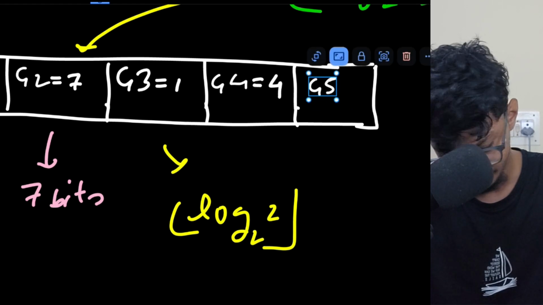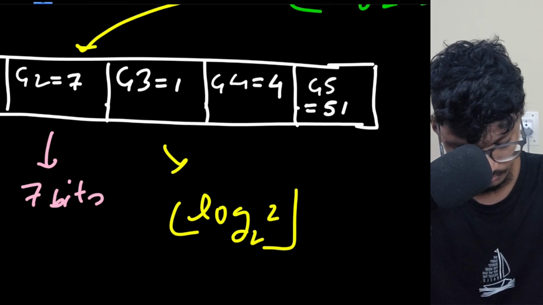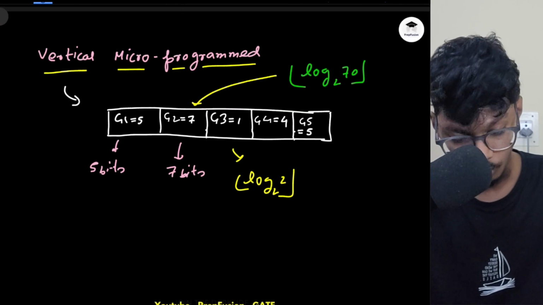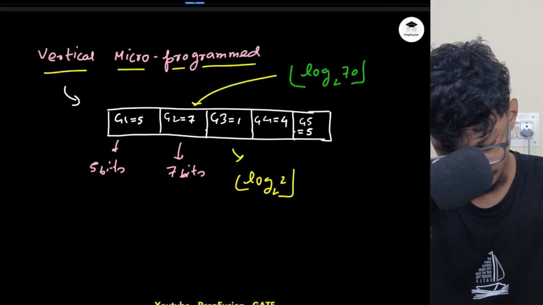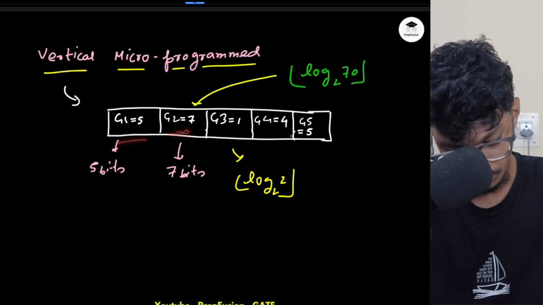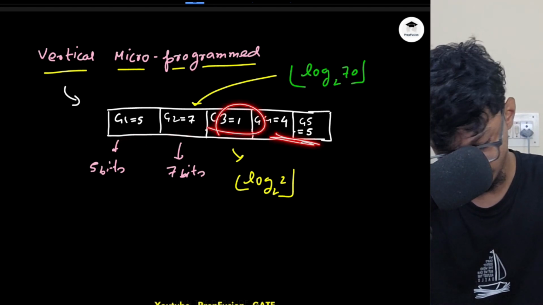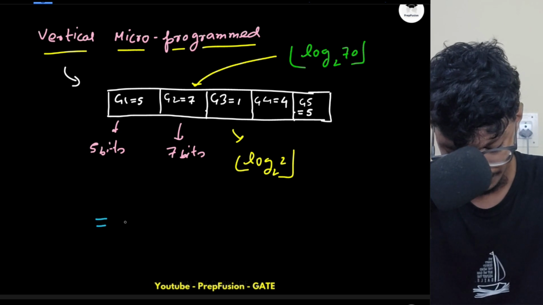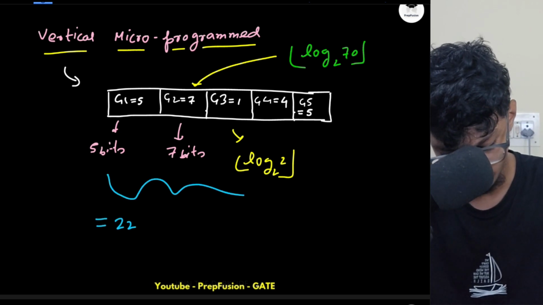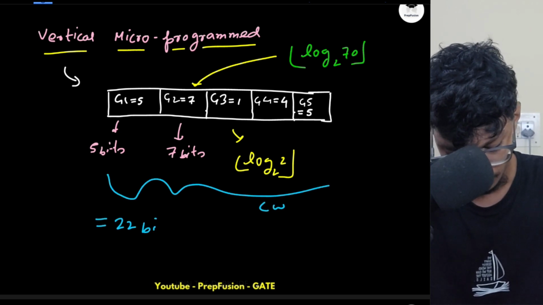I will be requiring 5 bits. Okay, so total how many bits I needed? So here 5 plus 7 is 12, 12 plus 9 is 21, and 22. So total bits in the vertical microprogram is 22 bits. This is the whole control word, right?